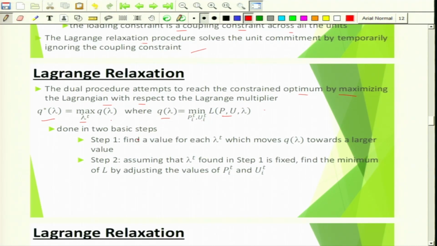We are following a two-step process. Step number 1: find a value for each lambda which moves q(lambda) towards a larger value, right? That is what we need to find out, right?